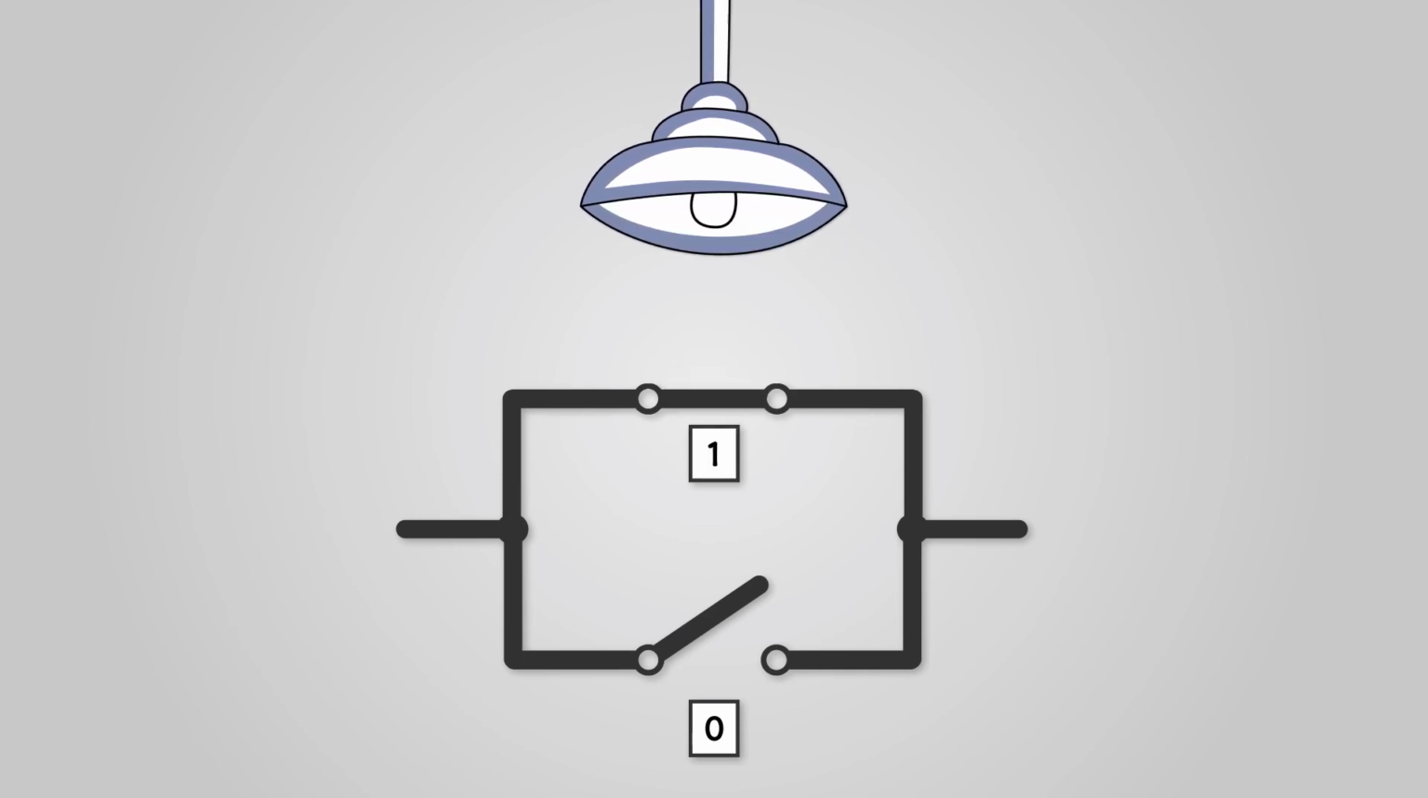Now let's say we close one of the switches. One switch is now closed, and so it passes power through it. The second switch is open, but the power can still reach the light bulb, and so it's now turned on, representing an output of binary 1. Finally, we close both of the switches. Both switches are closed, representing binary 1s. This means power can still reach our light bulb, and it turns on, representing an output of binary 1.